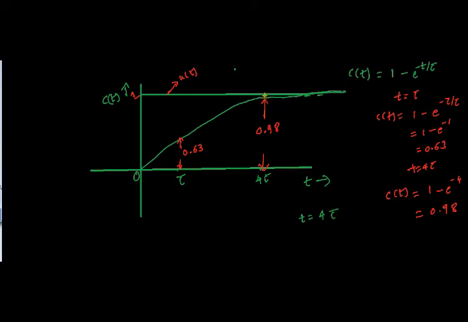So you can see there is certain error here. That error is defined as e of t, which is equal to R of t minus C of t. Now R of t is input, which is U of t, and this is C of t. So at t is equal to 4 tau, the error is 0.02. This is the steady state error. The steady state error becomes 0 only at t is equal to infinity.